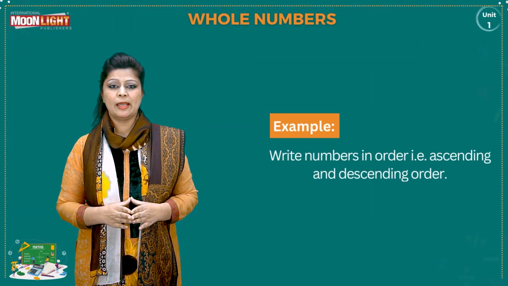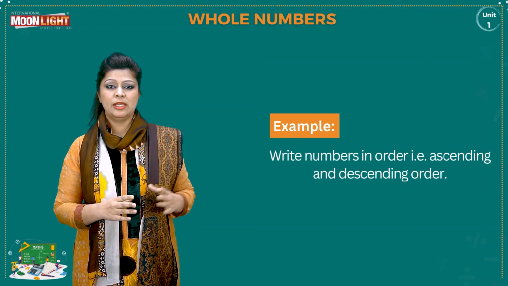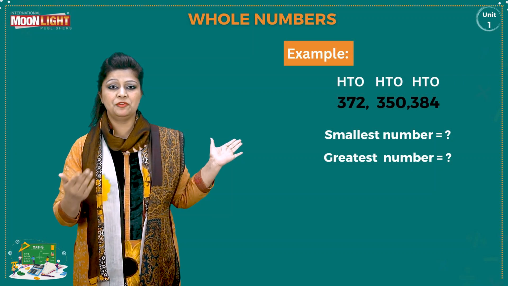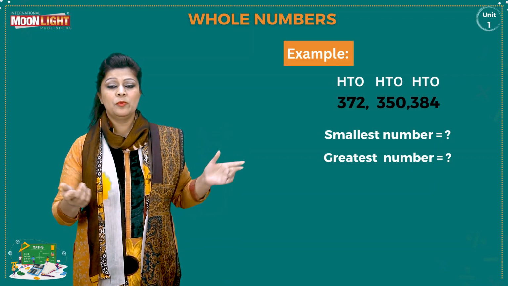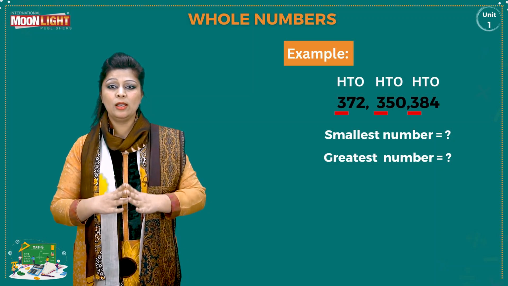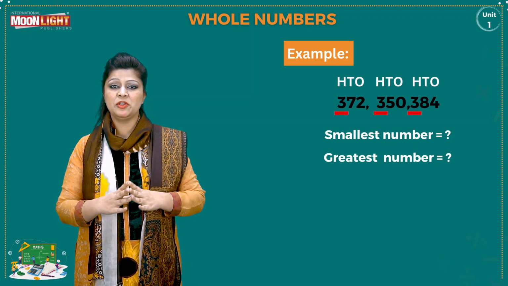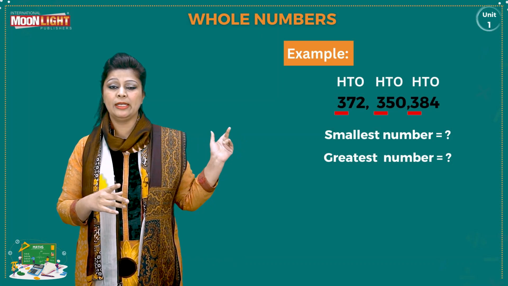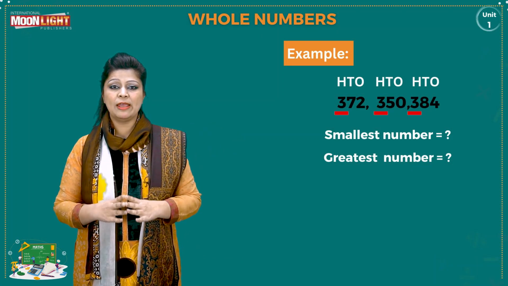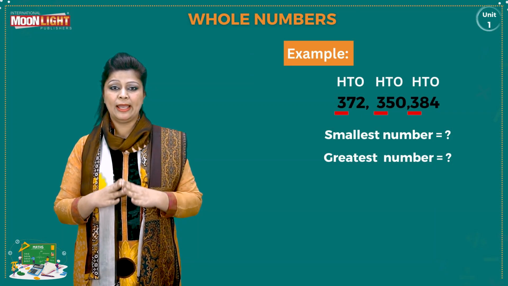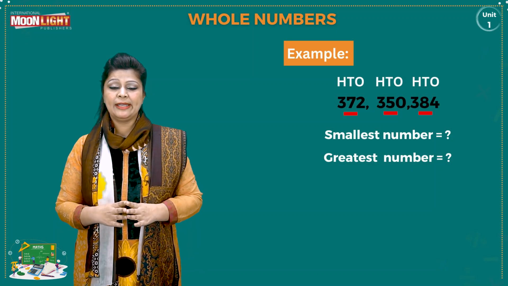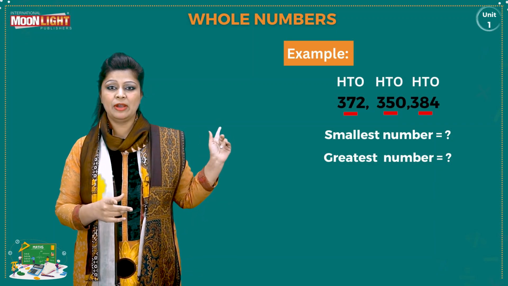Let's solve another example. The example is 372, 350 and 384. We compare the hundreds digit first. As you know, here all the 100 digits are the same, meaning 3, 3 and 3. You can underline and check that this one is the same. So that is why we are going to check the digit at the tens place. Here the digits at the tens place are 7, 5, 8.